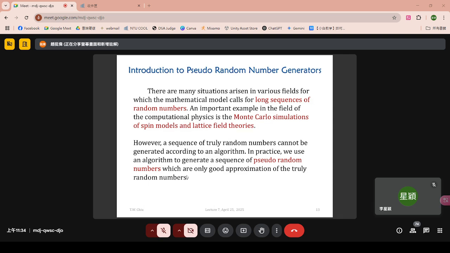But it is not practical, because it takes a long time to extract any random signal from a physical process. So for computational purposes we should use a pseudo random number generator. If it is a very good one, it is almost random, and you cannot detect any defects of this random number generator.